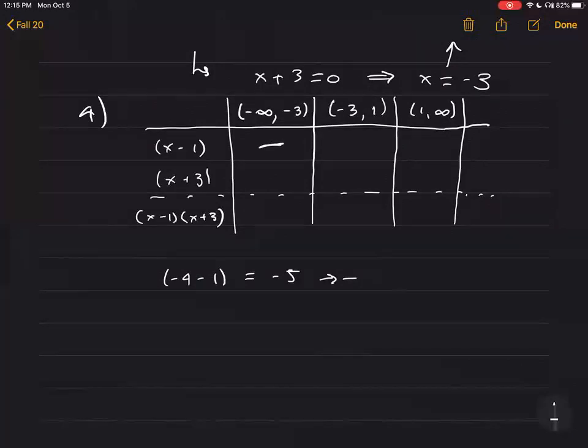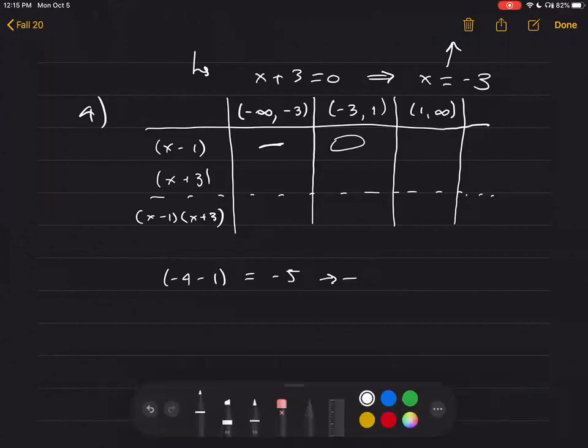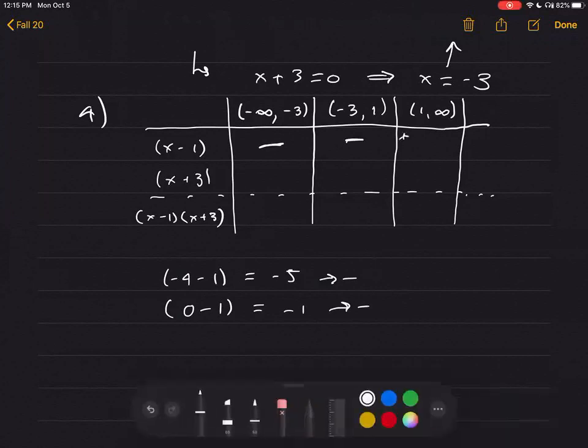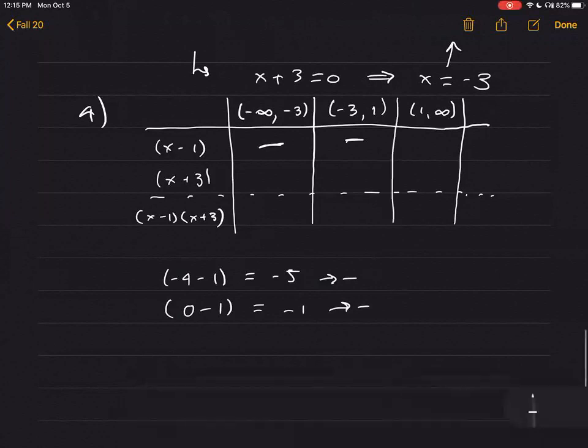And then if we do -3 to 1 right here, let's just pick like 0. 0 is in there. So we get 0 minus 1. That's -1. That's still negative. So we're going to put a negative here. And then for this one, we can pick 2. 2's in that interval. And so then we have, for example, 2 minus 1, which is 1. That's positive. Okay, cool. So that's positive.